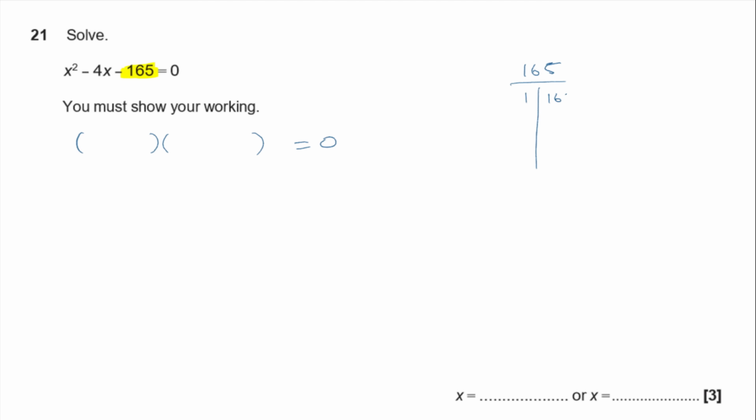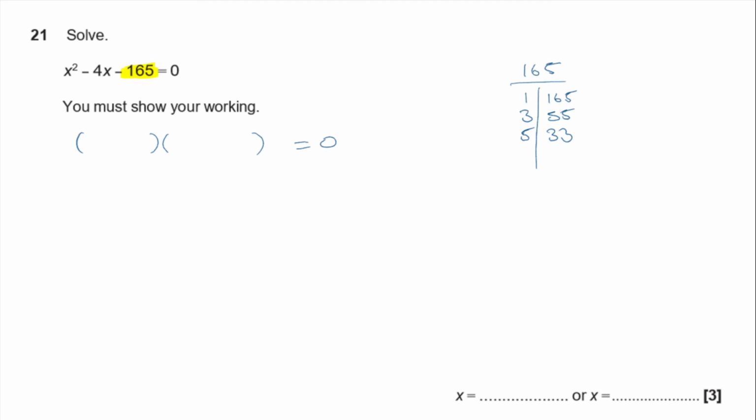Well, I've got 1 and 165, obviously. 2 doesn't go into 165. Does 3? Yes, it does. You can tell if a number divides by 3: if you add the digits together, 1 plus 6 plus 5, it comes to 12. If what you add together divides by 3, then your original number does as well. So 3 does. It's 3 times 55, isn't it? 3 55s are 165. Does 4 go in? No, because it's odd. Does 5 go in? Yep, because it ends in 5. 5 times what is 165? That's going to be 33. 33 times 5 is 165.